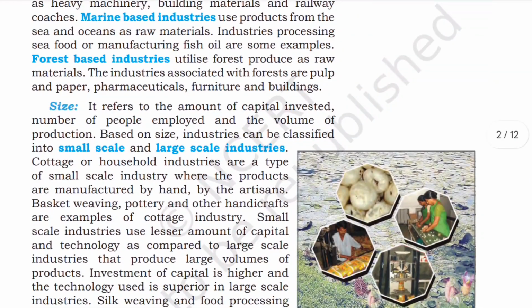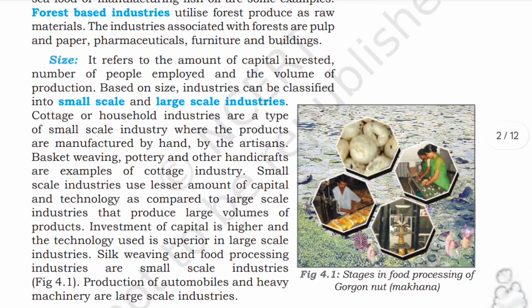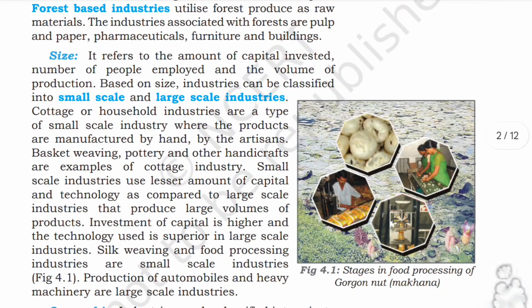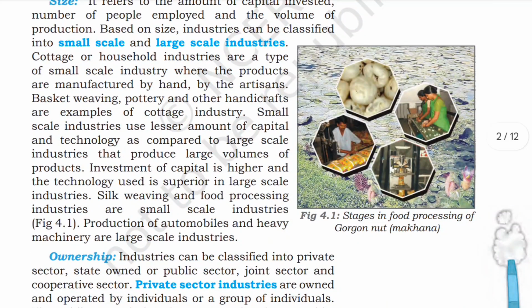Size. It refers to the amount of capital invested, number of people employed, and the volume of production. Based on the size, industries can be classified into small scale and large scale industries. Cottage or household industries are a type of small scale industry where the products are manufactured by hand and by artisans. Basket weaving, pottery, and other handicrafts are examples of cottage industry.